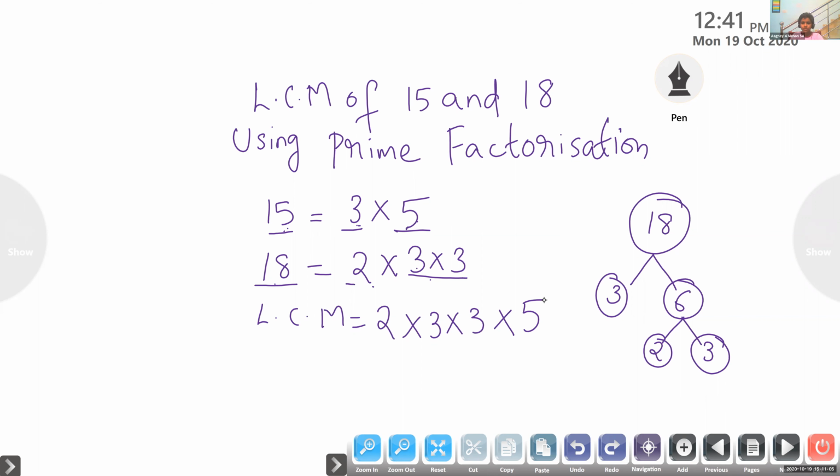Angelina, for 5, no need to do prime factorization again. 5 is a prime number. So children, 2 is 1 time. 3 is here 1 and here 2, so the maximum number is 2 times.